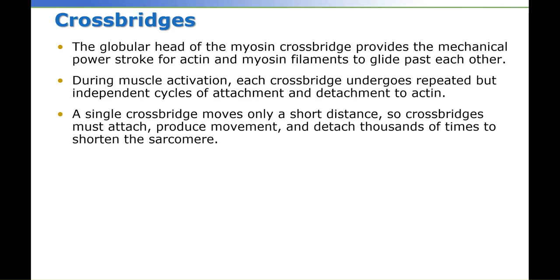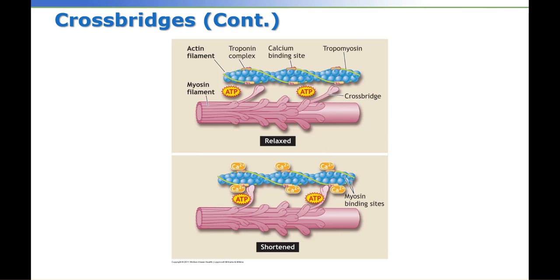During muscle activation, each cross bridge undergoes repeated but independent cycles of attachment to and detachment from actin. A single cross bridge moves only a short distance, so cross bridges must attach, produce movement, and detach thousands of times to shorten the sarcomere. That's why you have all these different myosin heads, not just one, but a bunch. The myosin head, with ATP here, cross bridge attaches to the troponin complex. Then the tropomyosin slides down into the groove and creates that power stroke. Relaxed, and then this is shortened, like when there's a bicep curl. And the calcium there is what's needed to make sure that takes place.